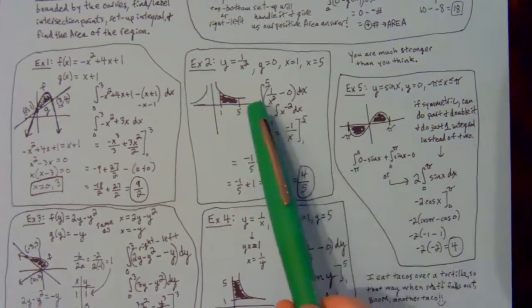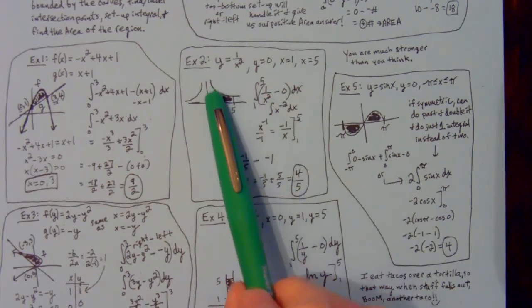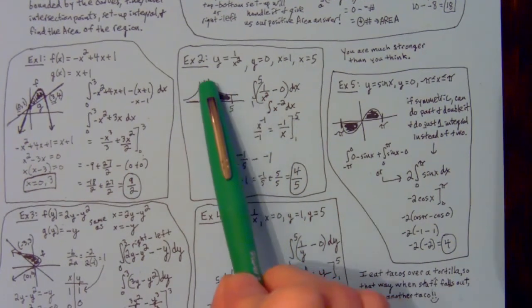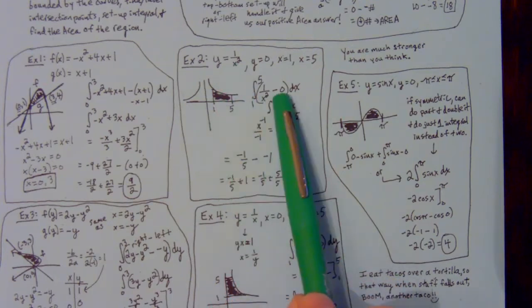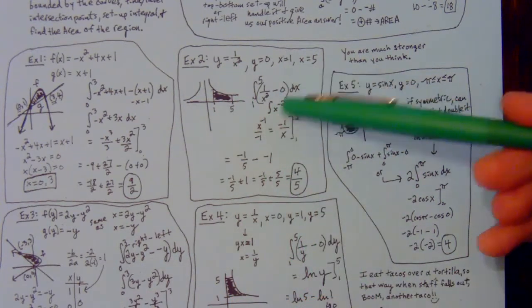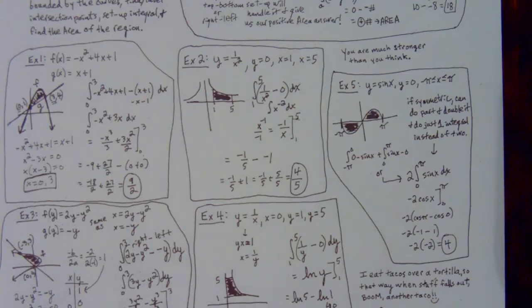All right, so this is just another example. I give you the equation. You're going from x equals 1 to x equals 5. Your top curve is that. Your bottom curve is just y equals 0. So there's just your normal integral. Plug in the numbers, get the answer, okay?